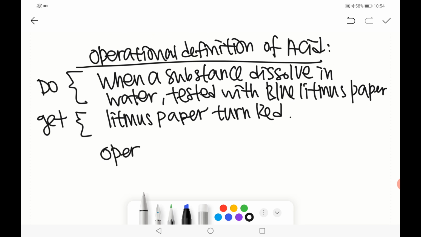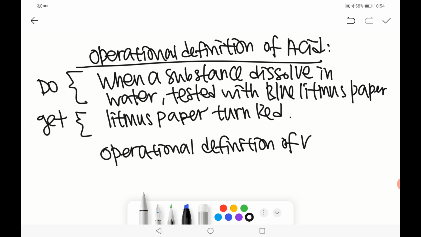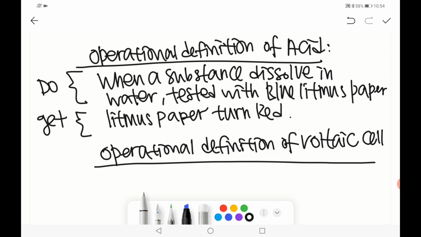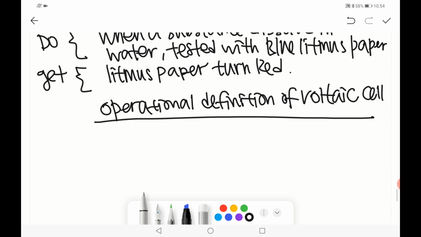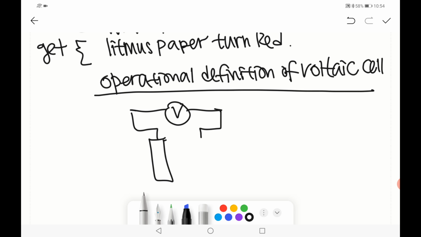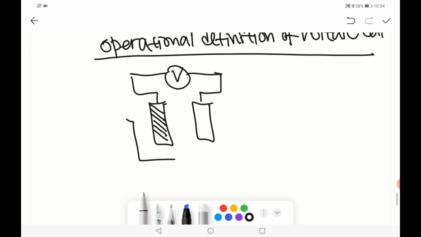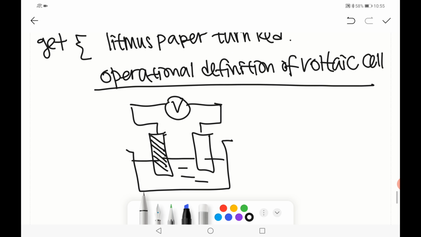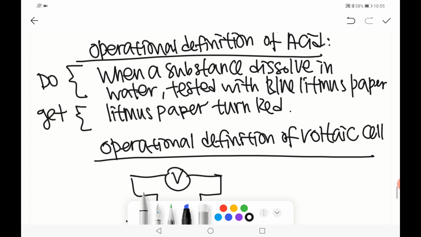What is the operational definition of a Voltaic cell? We learned about the Voltaic cell in your Form 4 Chapter 6. So recall, what is a Voltaic cell? In a Voltaic cell, you have a voltmeter. You immerse 2 different metals into a solution. A Voltaic cell is used to produce electricity. So what is the operational definition for a Voltaic cell?